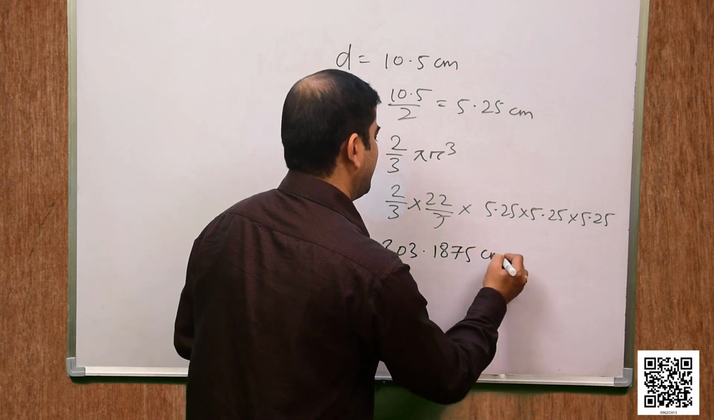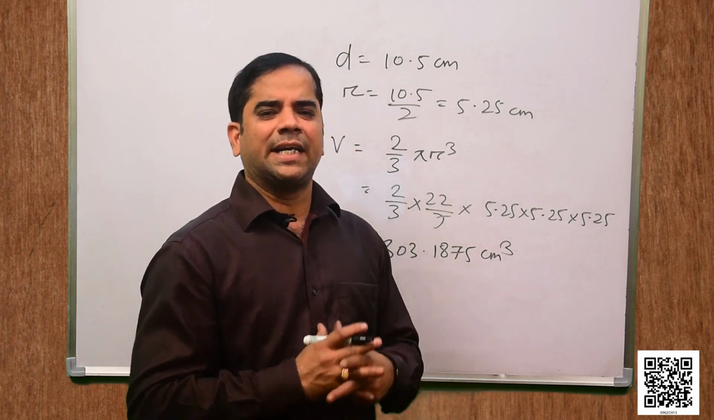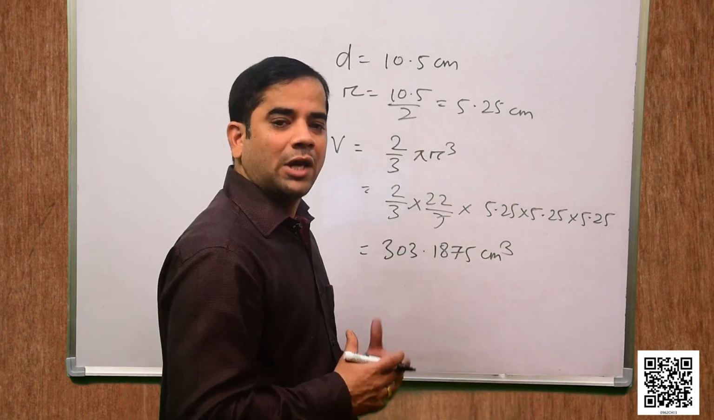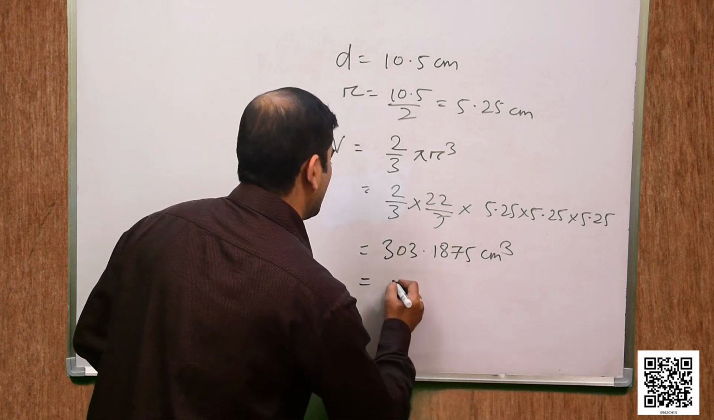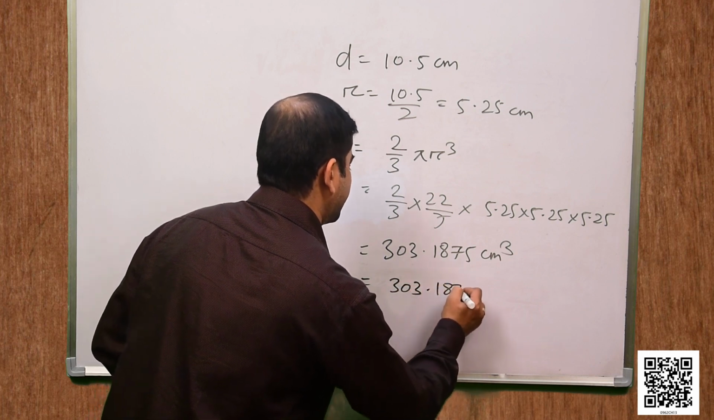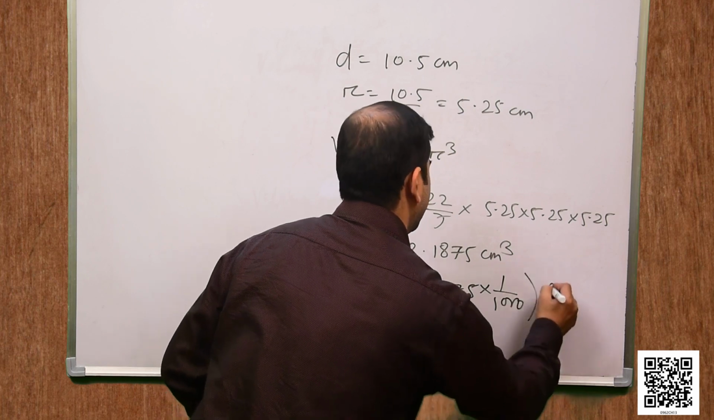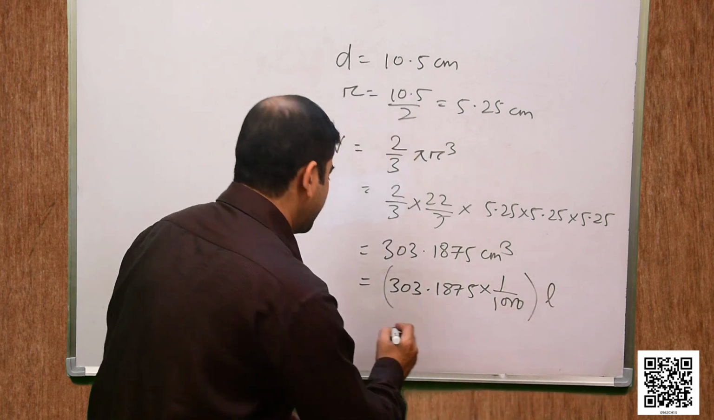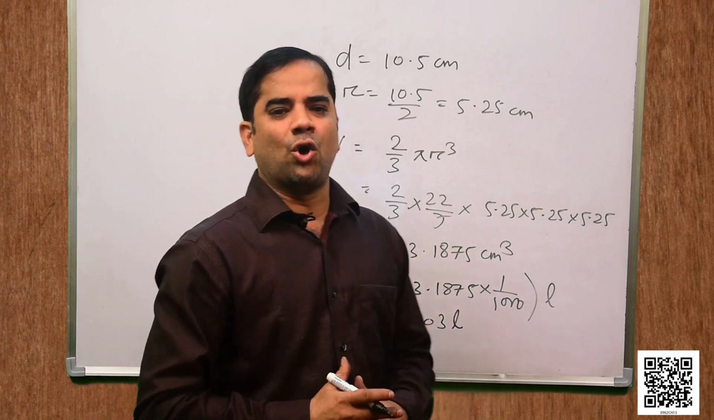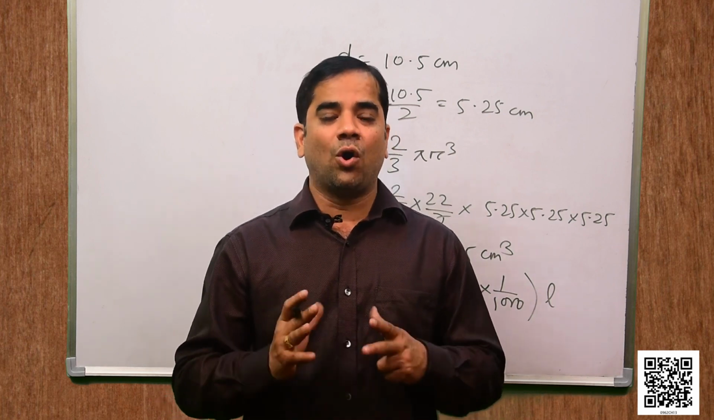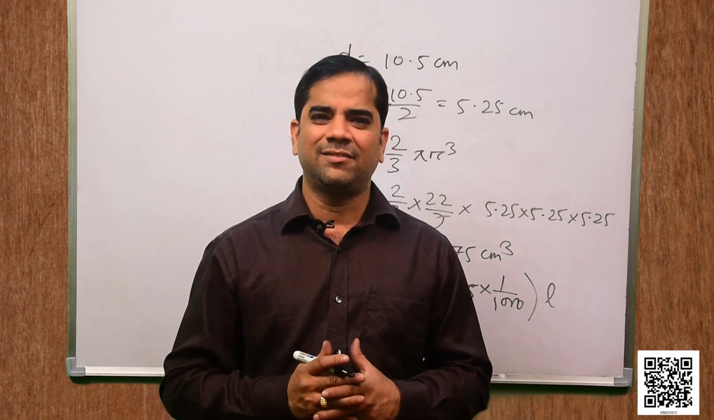When we calculate, it will give us a value equal to 303.1875 centimeter cube. Now, we know that 1000 centimeter cube is equal to 1 liter. So, let us convert this value into liter. That is equal to 303.1875 into 1 by 1000 liter. So, this is 0.303 liter. So, the hemispherical bowl can hold 0.303 liters of milk. Hope you understand.